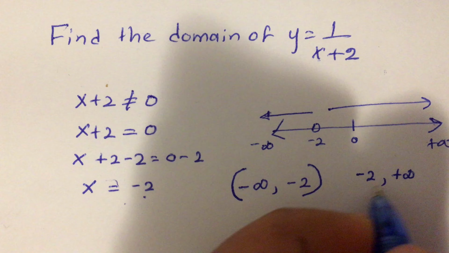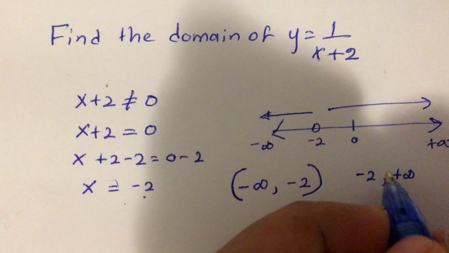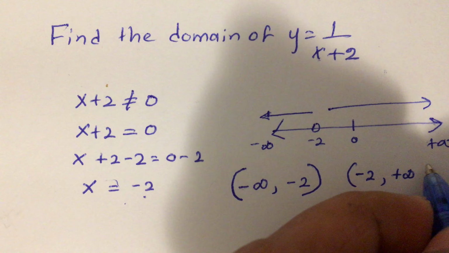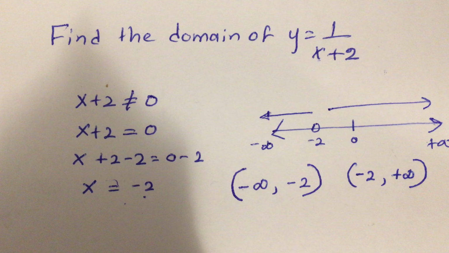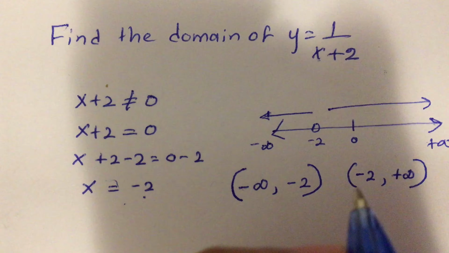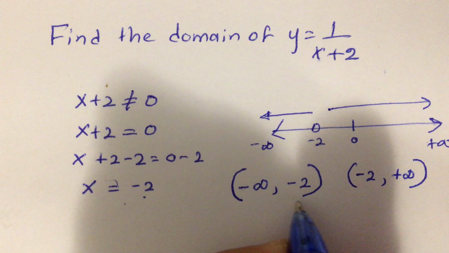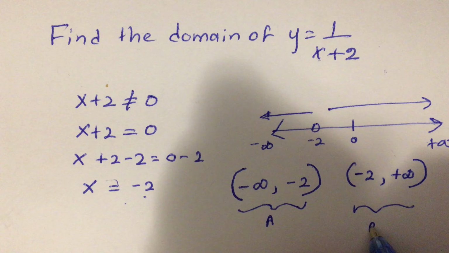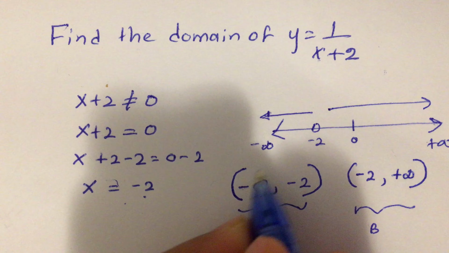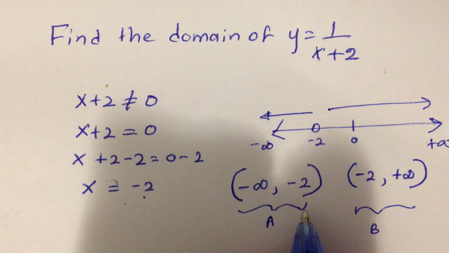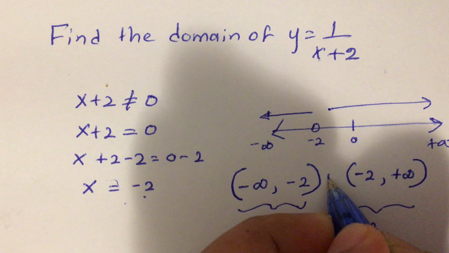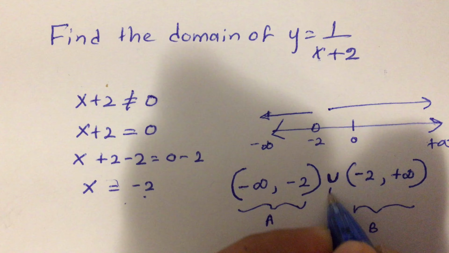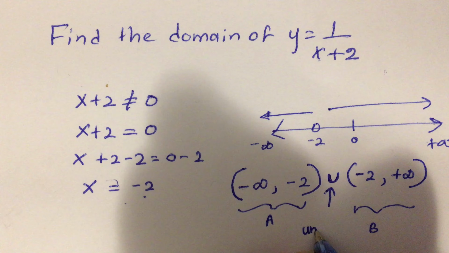Again, what will be the brackets here? So we excluded negative 2 from the domain and positive infinity is open brackets. And you have two sets. One is this one. This is your set A and this is your set B. Then how do you represent your whole domain? You have to use union of these two sets. This is the union operator.